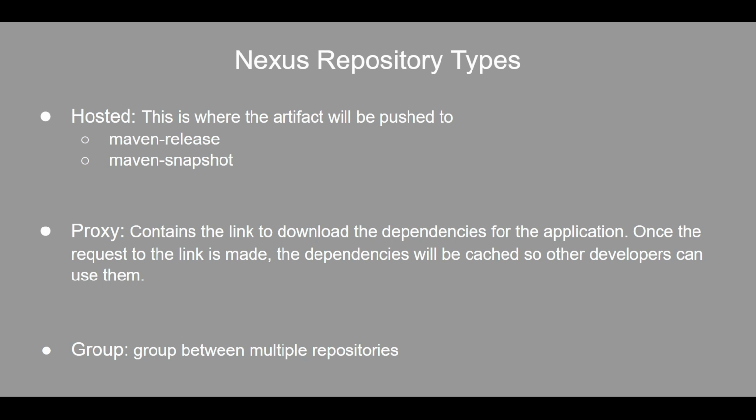Lastly, we have the group repository, which will combine multiple repositories. Since they are all grouped together, this means that your users can rely on a single URL instead of having a URL for the proxy repo and another one for the hosted repo, and so on and so forth. So let's go ahead and set up all of these repositories in Nexus right now.